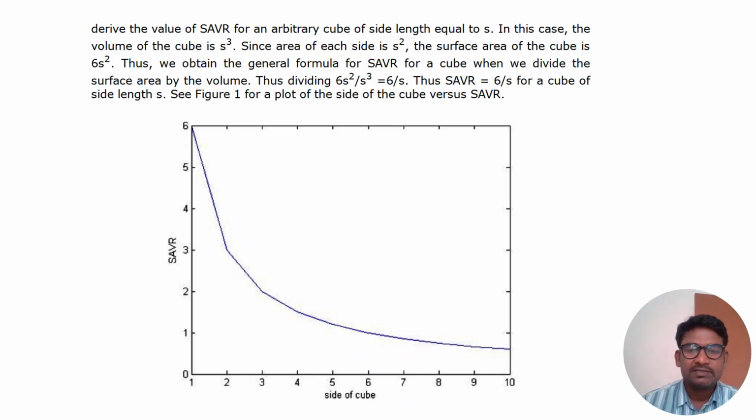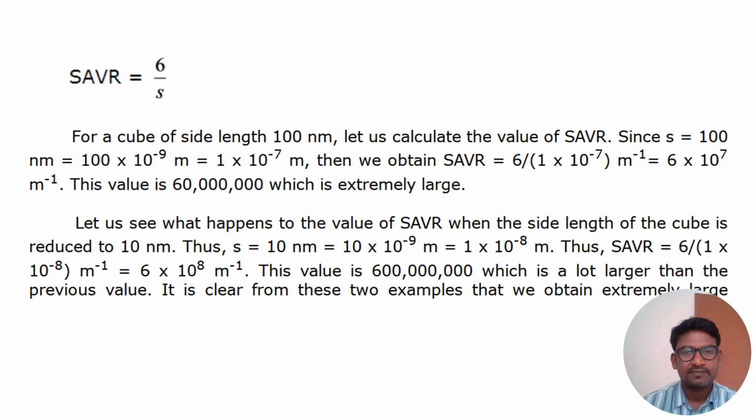So, here based on the previous calculations, we clearly understand that as the side length decreases, the surface area to volume ratio dramatically increases. That is the interesting aspect. Now let us use the general formula, that is 6 by S, for a cube with side length 100 nanometer. Let us calculate the value of surface area to volume ratio. Since S is equal to 100 nanometer, that is 100 into 10 to the power minus 9 meter, which is equal to 1 into 10 to the power minus 7 meter.